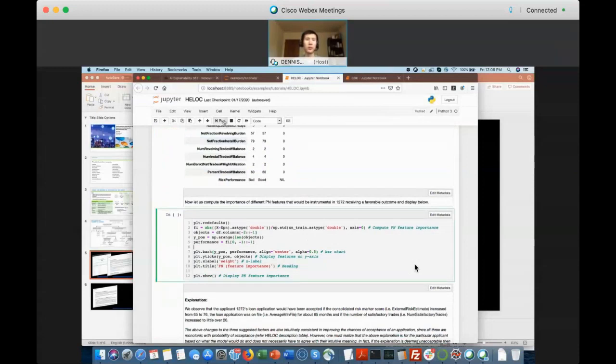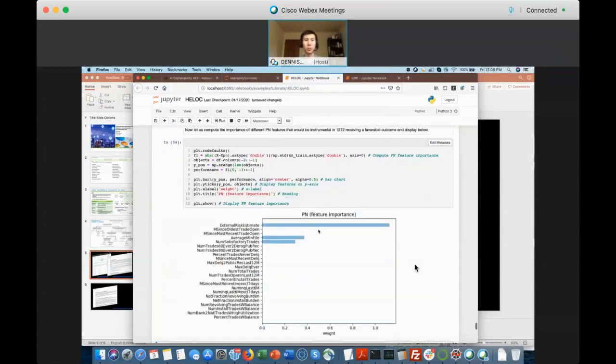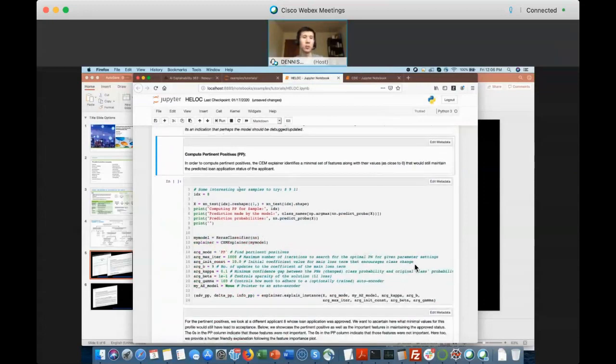We can also compute a relative importance of these changes, and that's what this bar graph is showing. Let's also look at a pertinent positive example. These pertinent positives are the minimal set that is sufficient to maintain a prediction. So for this case, we're going to look at somebody who was already predicted as a good credit risk. They got the good label.